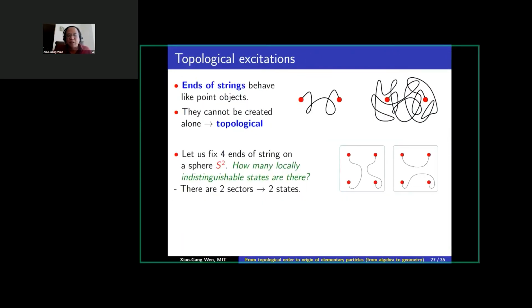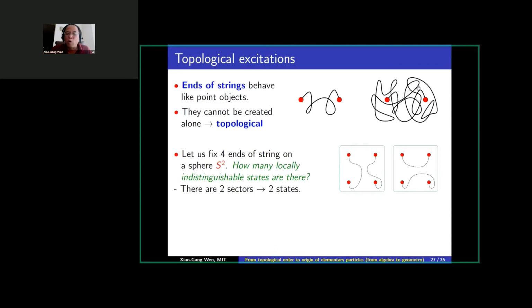First we have to say that the loop liquid is a ground state. The excitation in this loop liquid corresponds to the end of a string. If a string has an end, then this end point is the excitation. One may say that the string is an extended object, not just 2 points. Why do you say this extended string is a point-like excitation? Well, the reason is the following.